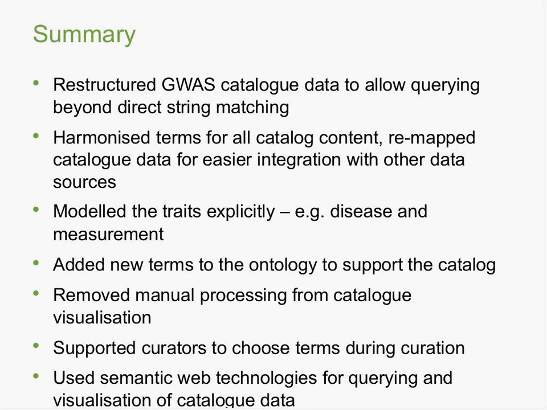We've removed all the manual processing from the catalog visualization. So that's 3 weeks of time that took 2 people. That's basically gone, and it's automated. We're now supporting the curators to actually choose the terms during curation to try and make the annotation and curation more consistent. The literature isn't always consistent, but the curators are highly consistent. They have very highly prescribed processes. And we've used some semantic web technologies at our disposal to achieve this fairly quickly.